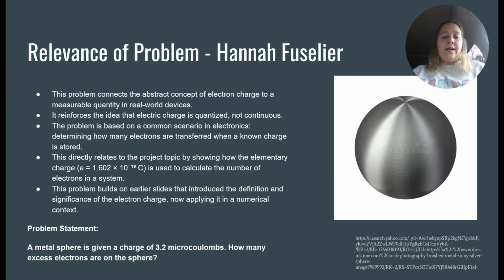Problem statement. A metal sphere is given a charge of 3.2 microcoulombs. How many excess electrons are on the sphere?